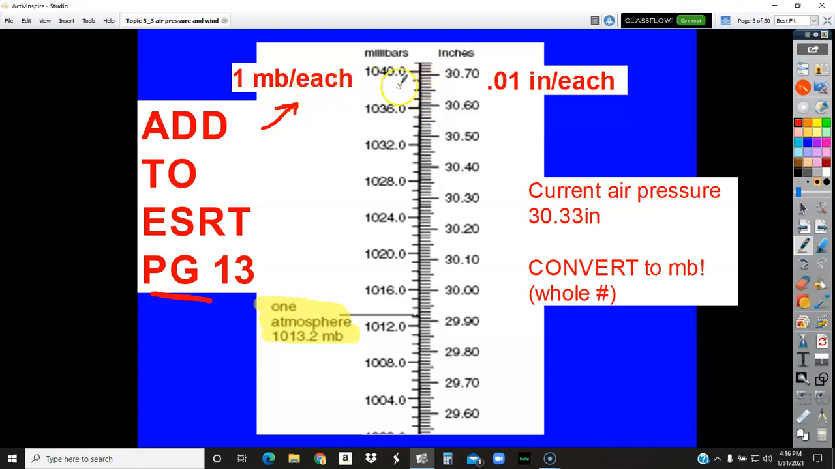The left side, each line on the left side in millibars is 1 millibar each. Like if this is 1,024, this would be 1,025, 26, 27, 1,028, 29, etc. The right side counts by 1/100th each, 0.01. So if this is 30.10, the next line up would be 30.11, .12, .13, .14, .15, etc. So just be very, very careful when you're converting from inches to millibars or millibars to inches. Most of you did very well on the assignment last week, so just keep that in mind when you do conversions.